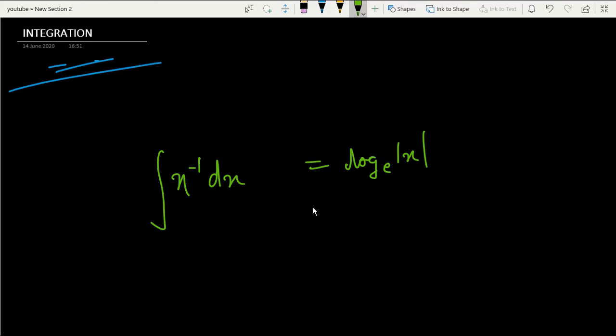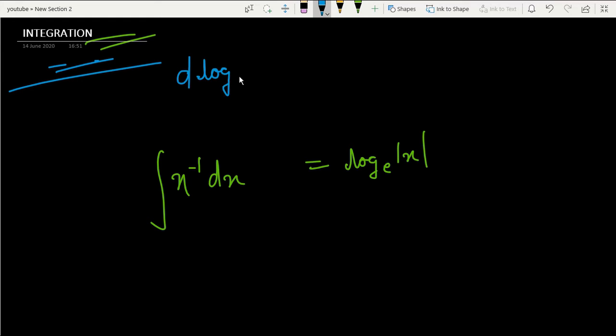Did you catch something over here? Integration is the reverse of differentiation. Now you get it. Why? I'm going to tell you why. Why is integration called the reverse of differentiation? You might remember the differentiation of log x.